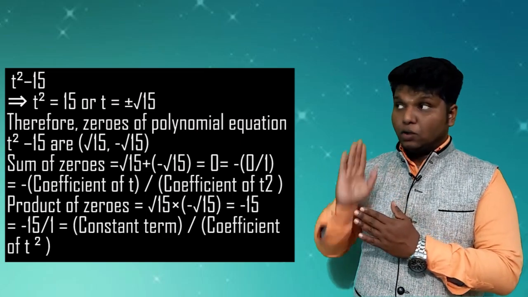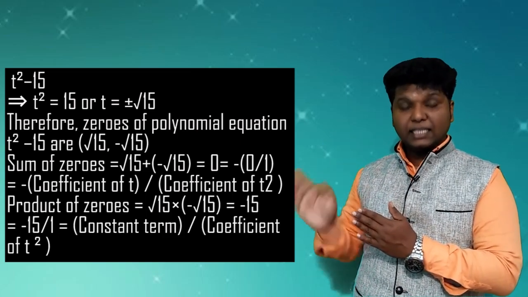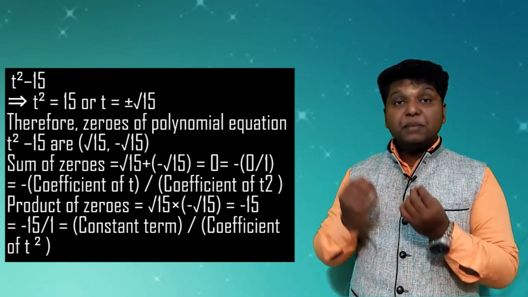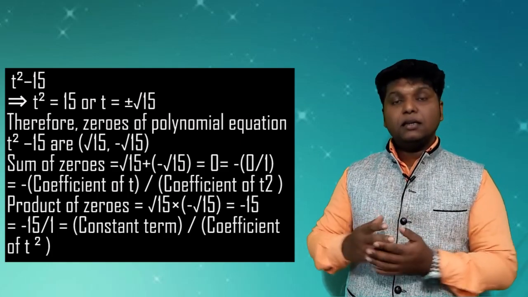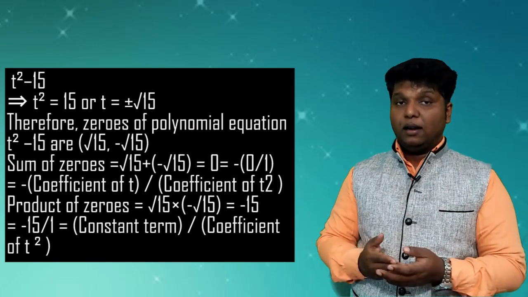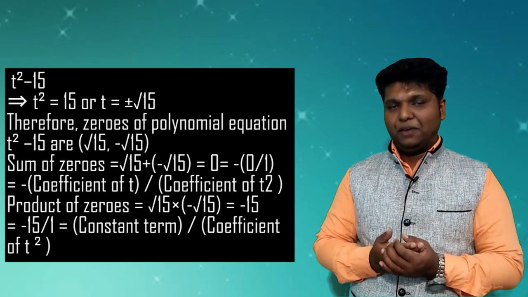It is p of t. So after t square, the next term should come in t. It's not there. That means the b is absent. That means b is 0 here. You can't see b there. So b is 0. So minus b by a means it's 0 by 1. So that's equal to 0 itself, hence verified.